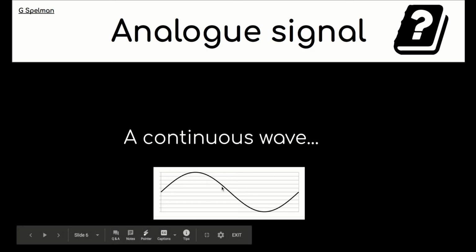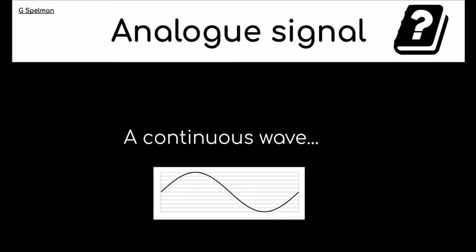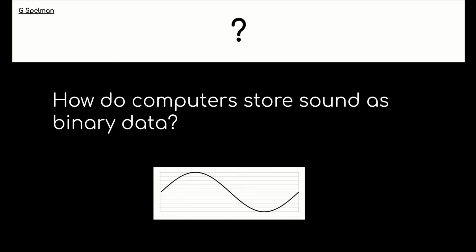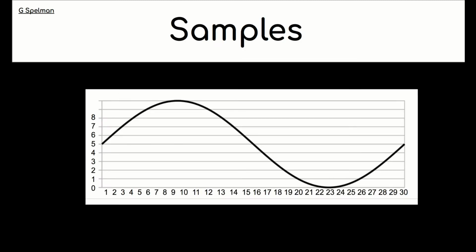So this would be an example of how sound is recorded. How do we store that digitally? How do we show that on a computer? How can we actually store this wave and then reproduce it again or reconstruct it again? So let's think about that. So we're going to take samples.